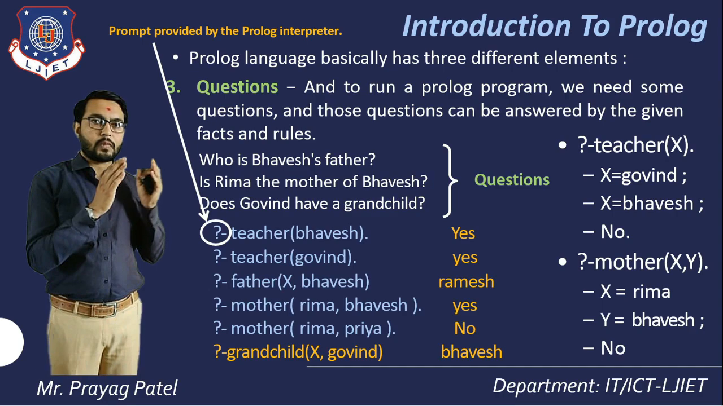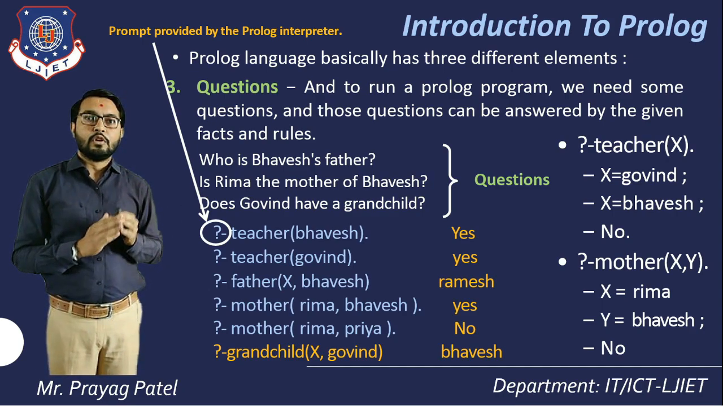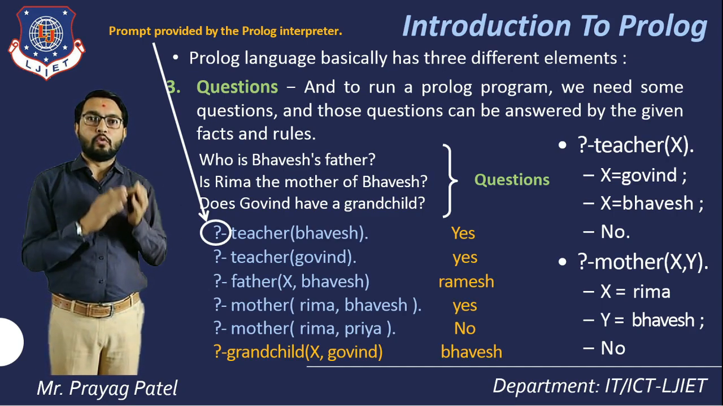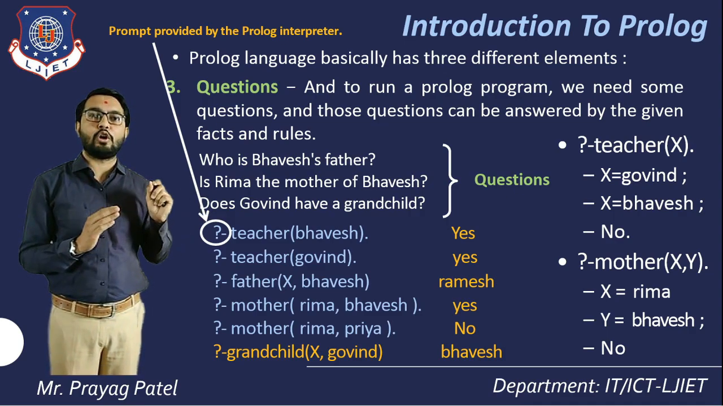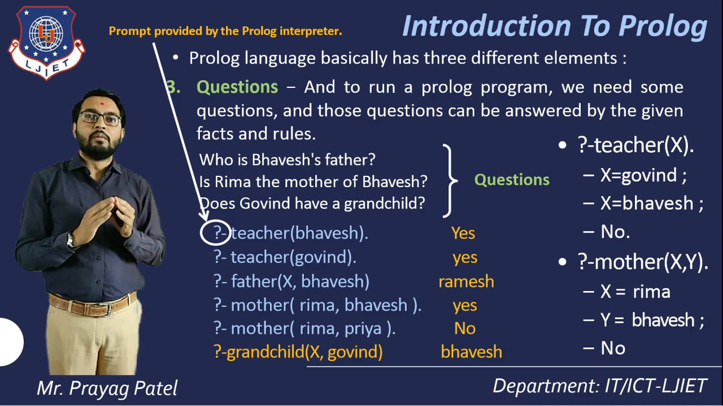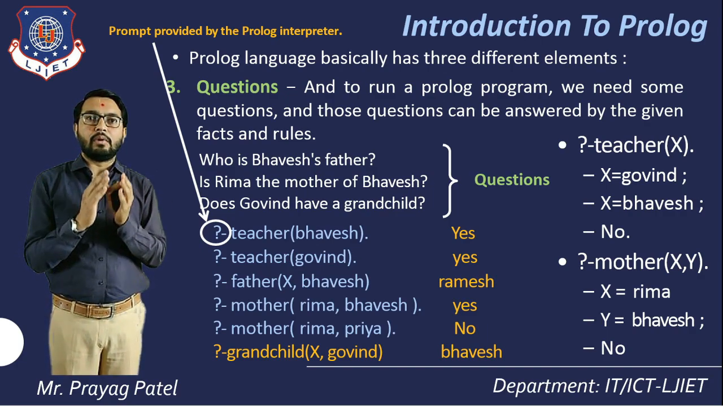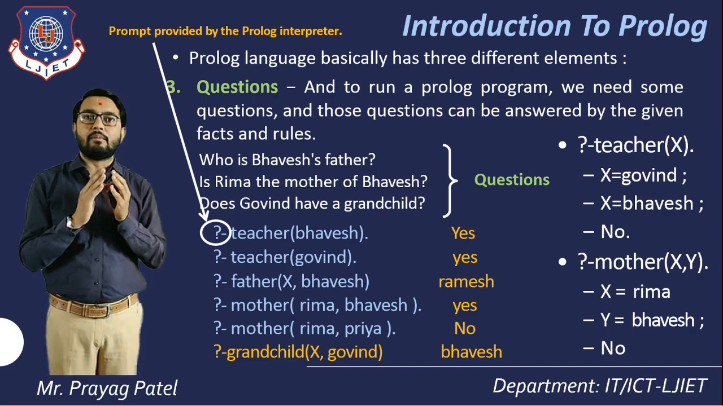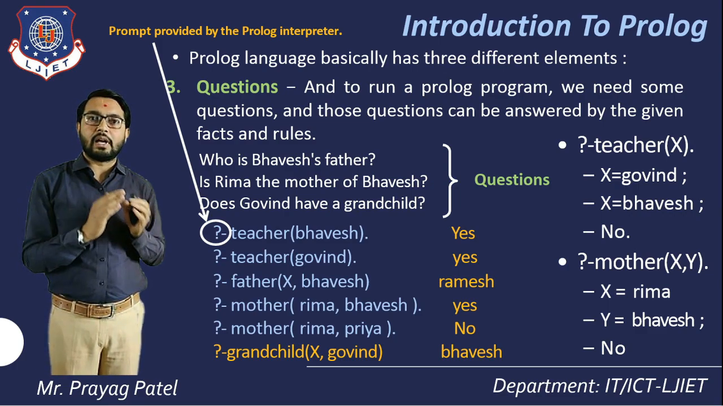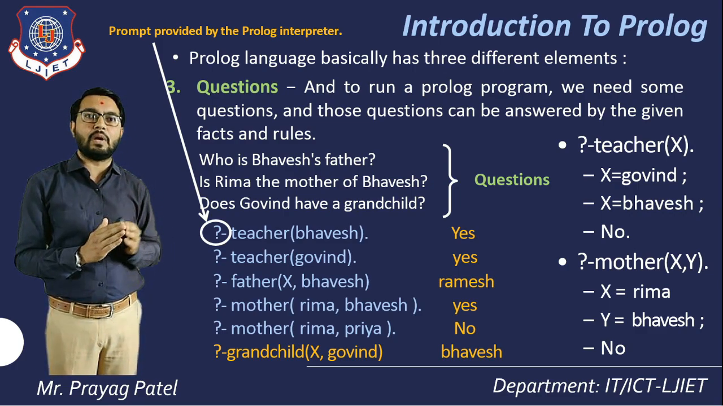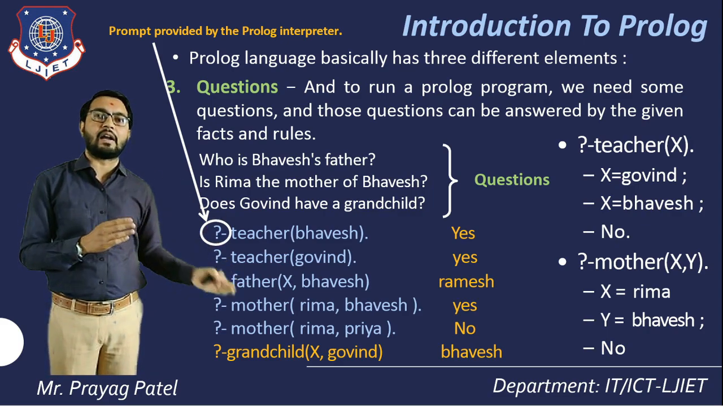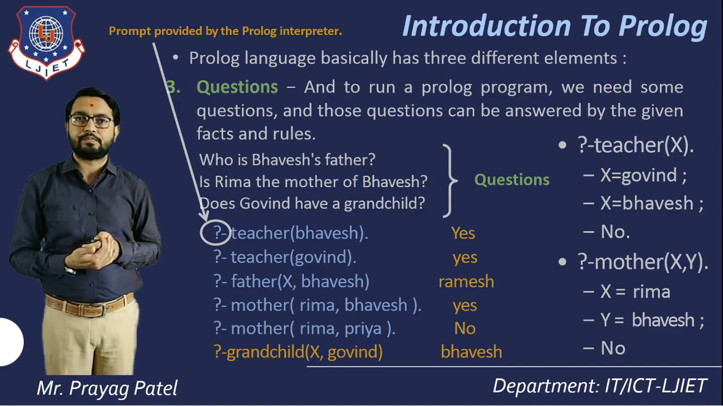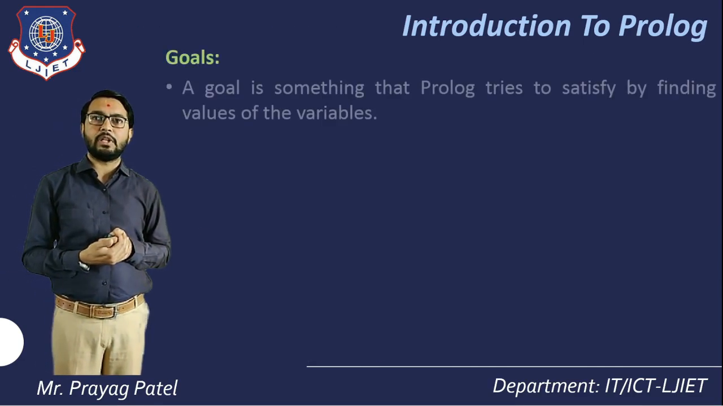Another example is mother(X, Y). So X is a mother of Y. So what is the value of X and what is the value of Y? So X equal to Rima and Y equal to Bhavesh. Now we write the semicolon and enter, then next answer is no, because only one relation of X as a mother and Y as a child is available. So next answer is no. If two or three possibilities are available, then all the answers are written here. Then last option is no. So this is a simple introduction of the three components.